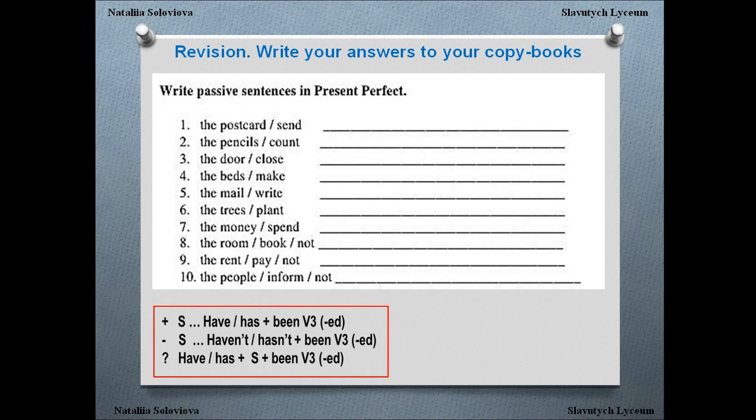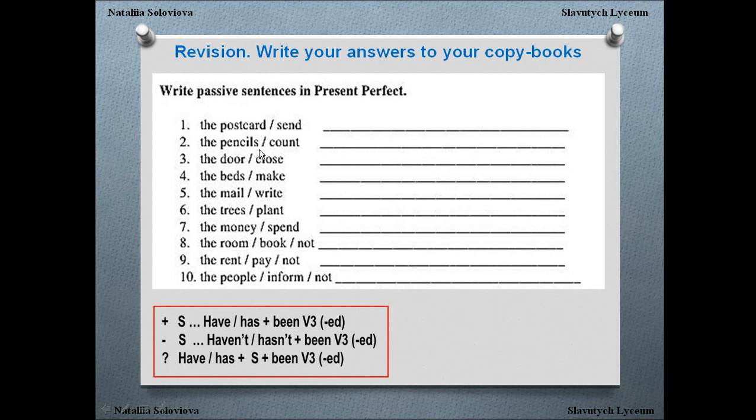I strongly recommend you to write these sentences into your copybooks and analyze their structure. So let's build sentences using present perfect passive. Okay. The postcard. The postcard, it. So we'll take has. The postcard has been sent. It means листівка була відправлена. We are interested only in the action, only in the result of the action. We are not interested in the actor, in the time when it was done. So the short sentence is enough. The postcard has been sent.